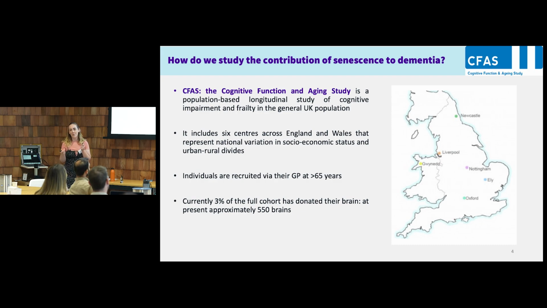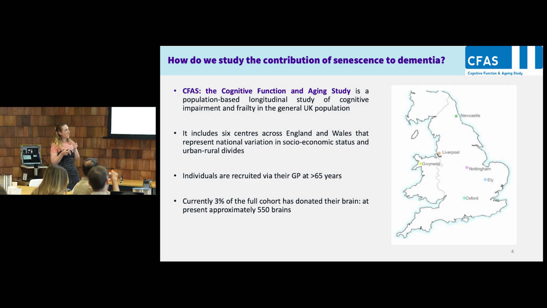Moving on to that cohort, this has already been introduced by my colleague, but I'm also using tissue from the CFAS cohort, the Cognitive Function and Ageing Study. Just to reiterate, this is a population-based longitudinal study, and it has some really great advantages in that individuals are not recruited based on any pre-existing diagnostic or clinical criteria. That's great because it means that we can examine the full spectrum of pathology present in the population in an unbiased way.